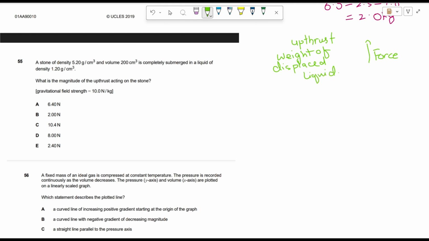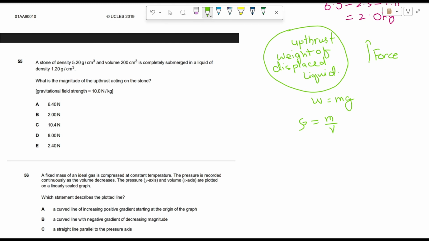So basically, weight is equal to mg, right? For finding the weight of anything, you have a formula: mass times gravity. So for finding the weight of displaced liquid, you multiply mass and gravity. So what are we given? We are given density, and density is nothing but mass per unit volume.